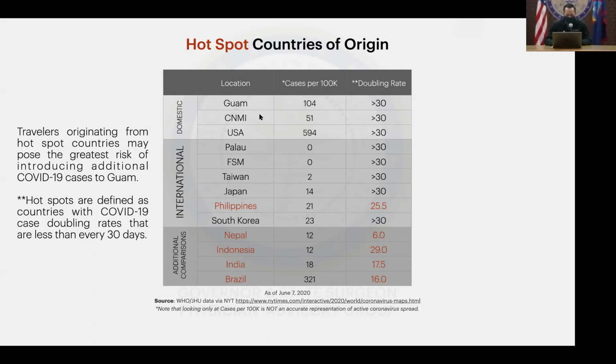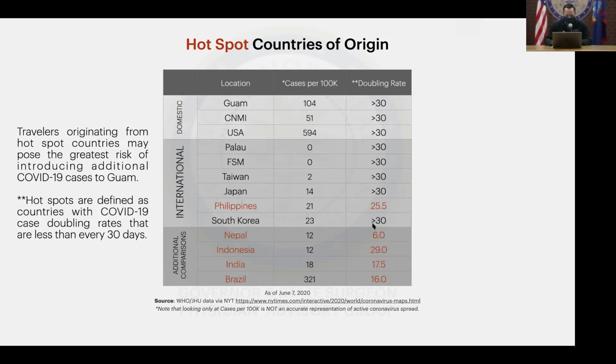Basically, from domestic, there are no areas that have doubling rates less than 30 days. On the international side, including our friends in Palau and FSM, and Taiwan and Japan, their doubling rates are greater than 30. The only one represented here is the Philippines at 25.5 days. This has changed. Even on Friday, this was as low as 19. So it's changing and it evolves. Updating this list is going to be an important part of what we'll be reporting moving forward.